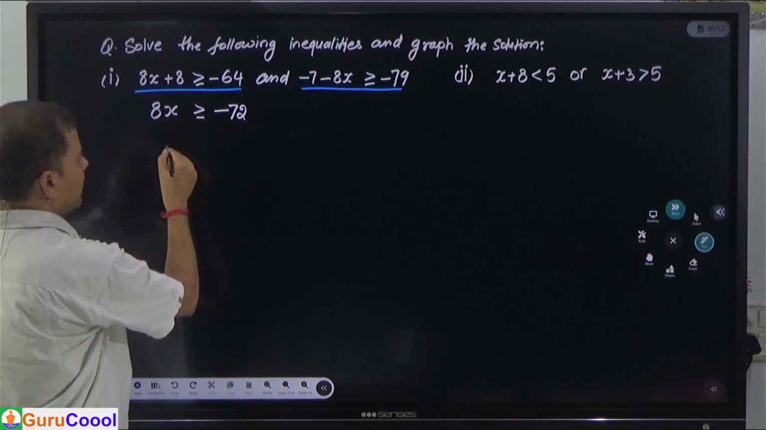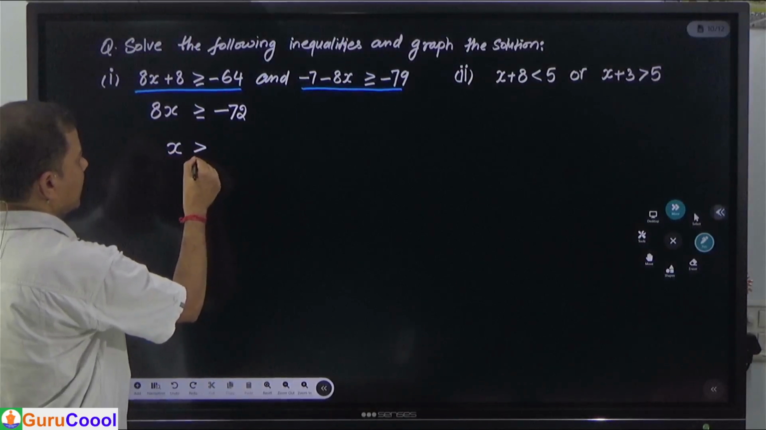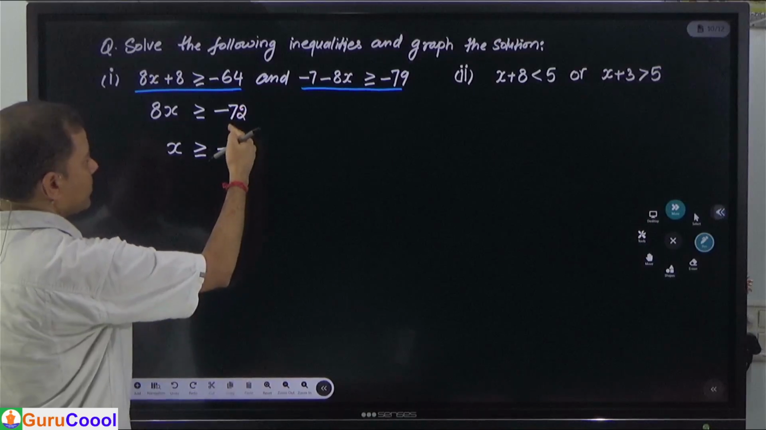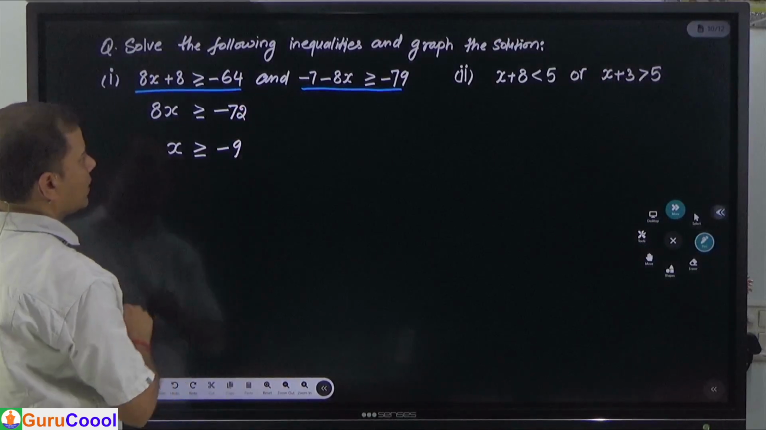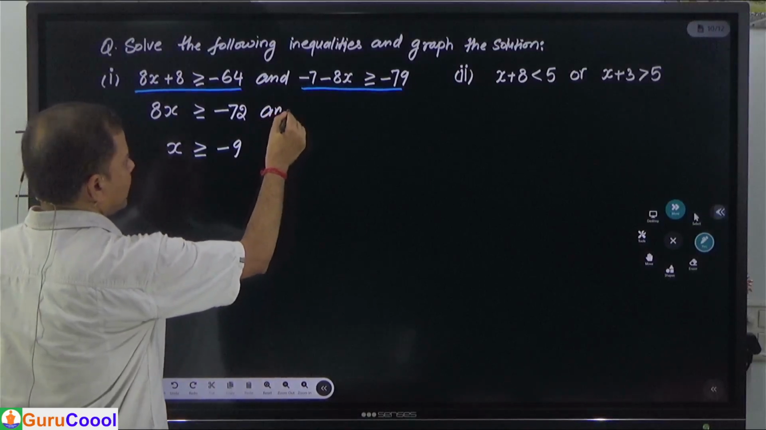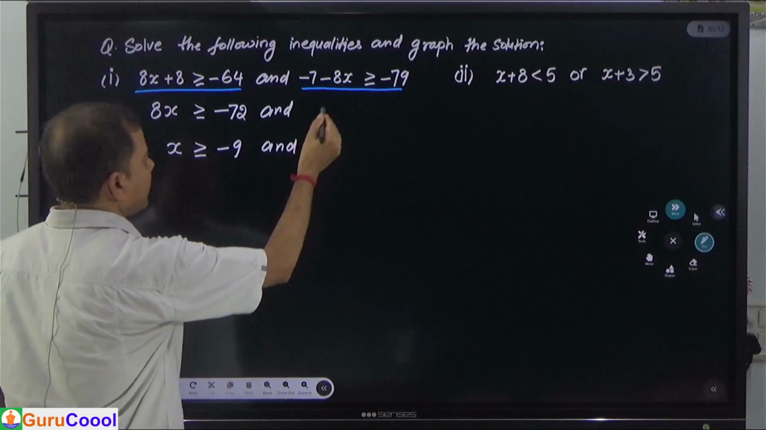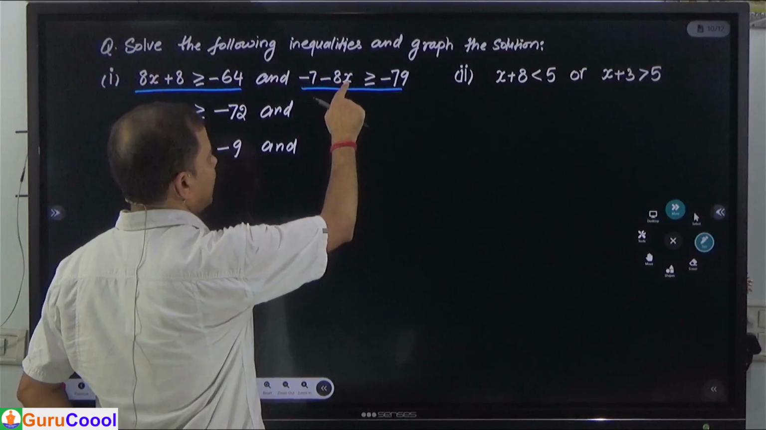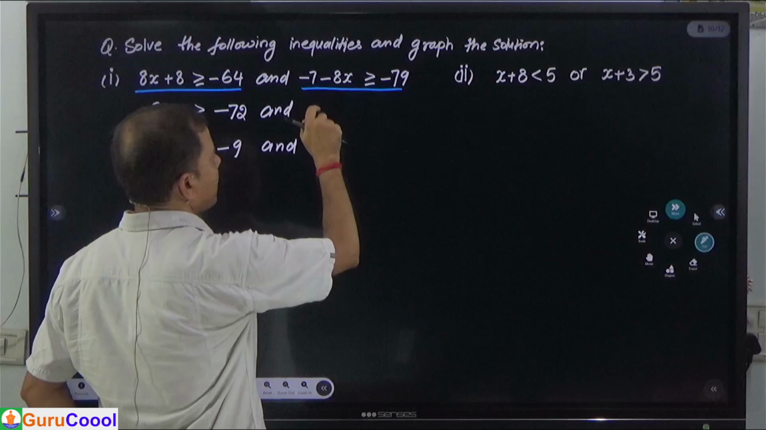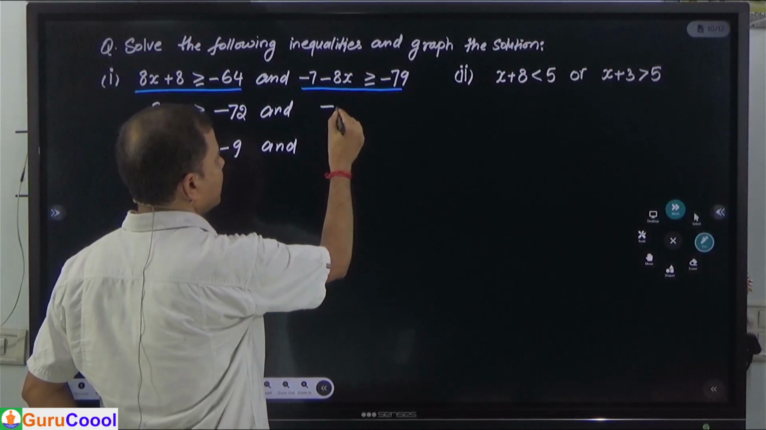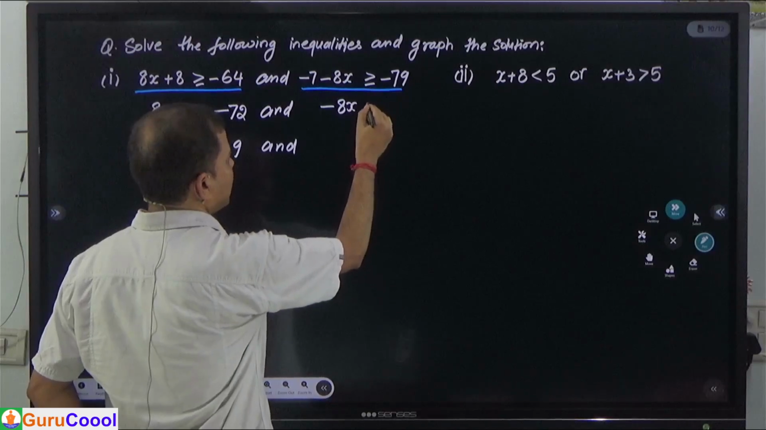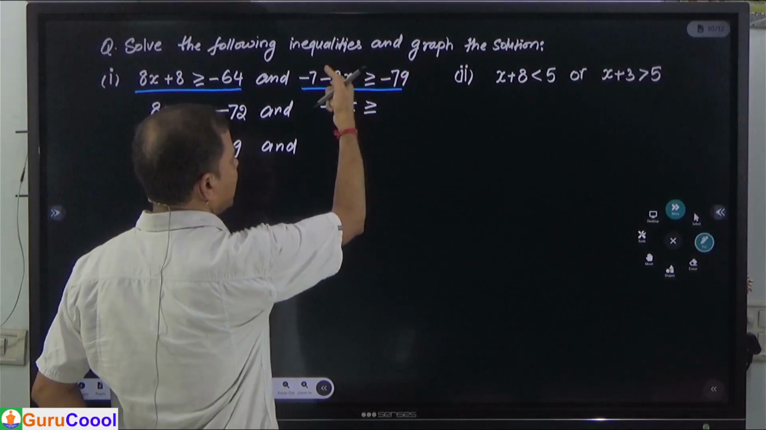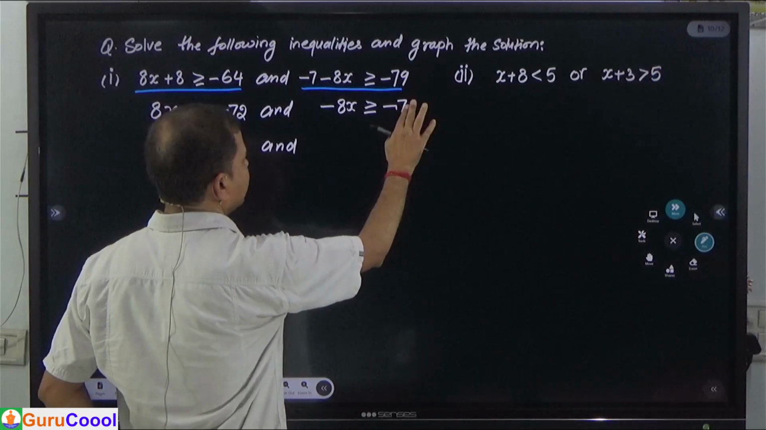Then you divide by 8 and then it is x greater than or equal to minus 9, because 8 times 9 is 72. You get minus 9. Then the next one, minus 7 is there. We have to keep x alone, so we have to remove these numbers. First let us add 7. So we have minus 8x greater than or equal to minus 79 plus 7. So it's minus 72.